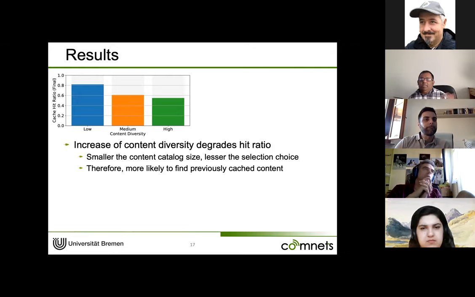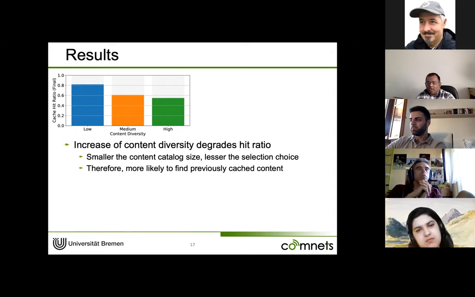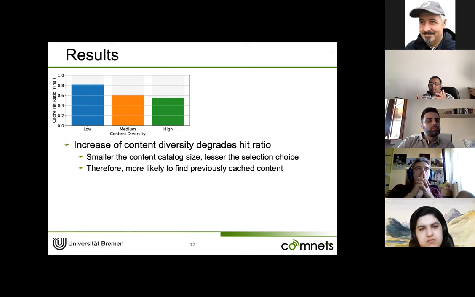Now you see the results we got. The first one I was looking at was the cache hit ratio. When the content catalog is less diverse, what we refer to as low content diversity, meaning there is less content in the network, then the hit ratio increases. Why? Because the space of requests that you can send is limited, since the catalog is smaller. So there is always a possibility of the content being somewhere in the network, and therefore the hit ratio is higher.